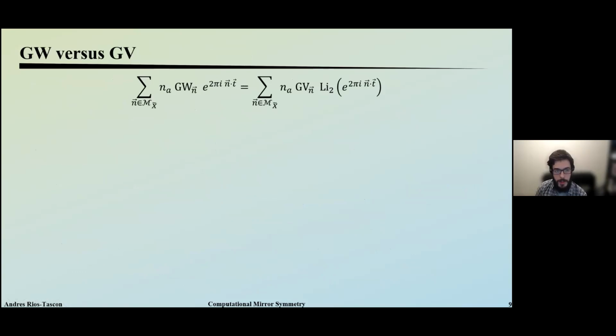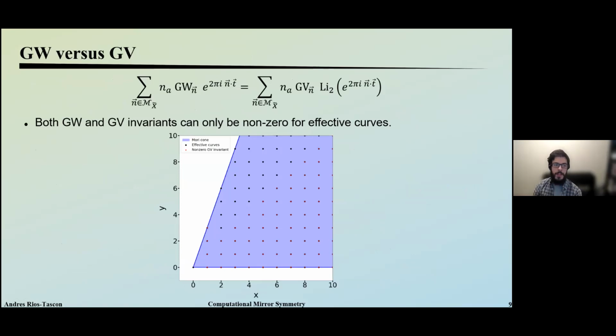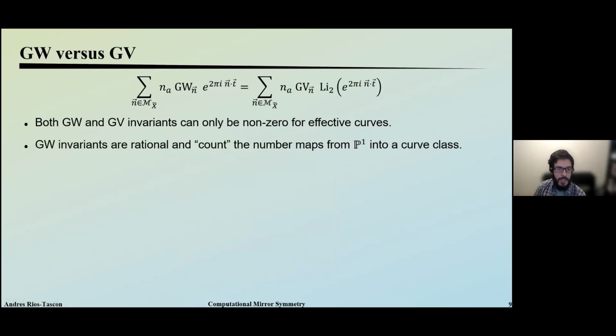So let's talk briefly about GW and GV invariants. So first of all, both GW and GV invariants can only be non-zero for effective curves. So this is the kind of picture you should have in mind. The blue region is the Mori cone. All the black dots are effective curves, and only some of them have non-zero GV invariants. I'll talk more about the structure later on.